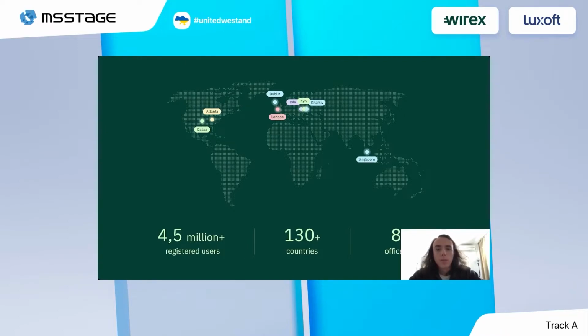Considering the multifunctionality and high user activity, one of the most important goals for us is to have a clear and relevant picture of application performance and, of course, user experience as a whole.